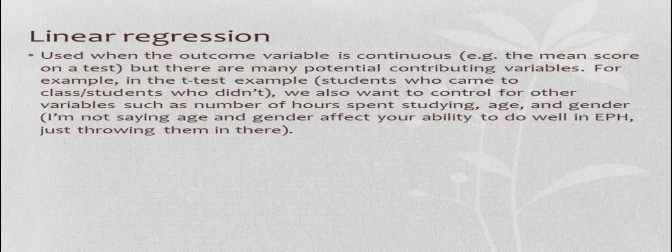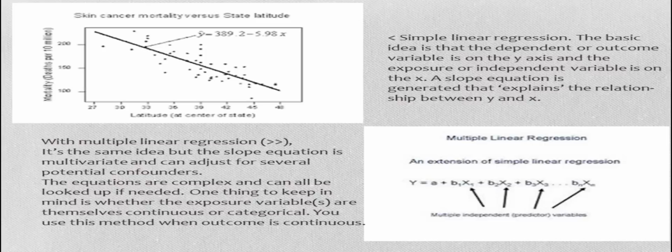For example, in the t-test example, when we wanted to look at students who came to class and students who didn't come to class, say we also want to throw other variables into the analysis, like the number of hours that they spent studying and their age and their gender, which I'm not at all saying that those things would affect how you would do on the exam, but everybody puts them in their study anyway. So say we wanted to look at those things. How would we look at the independent effect of each one of those things on the mean score on the exam? And the way that you do it is this.